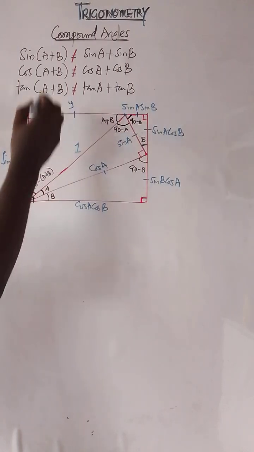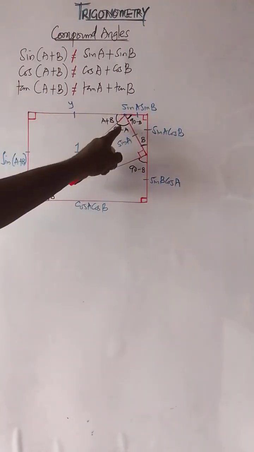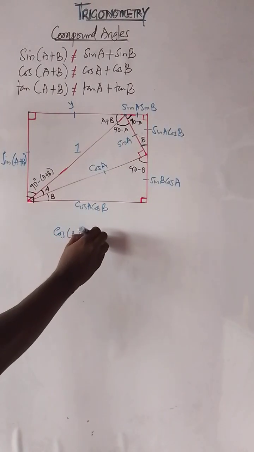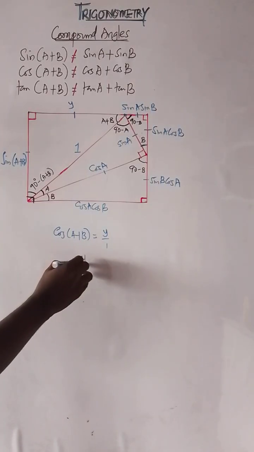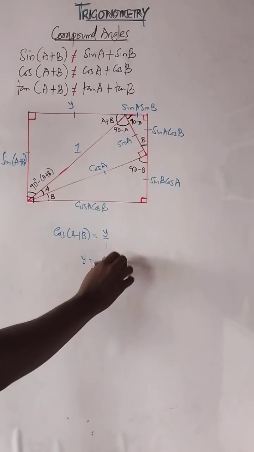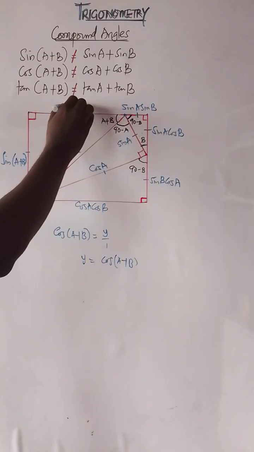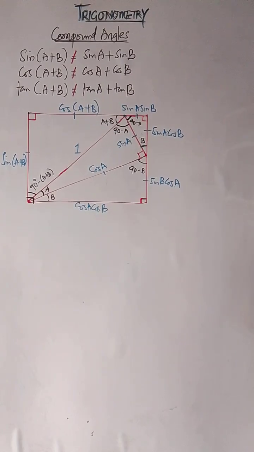And lastly, let's get this side from here to here. Let's call it y. Using this angle, this is opposite, so y is adjacent. Adjacent over hypotenuse is cos. So if you do cos(A plus B), cos is adjacent over hypotenuse. From here, y equals cos(A plus B). So you can replace this y with cos(A plus B). We are almost done.